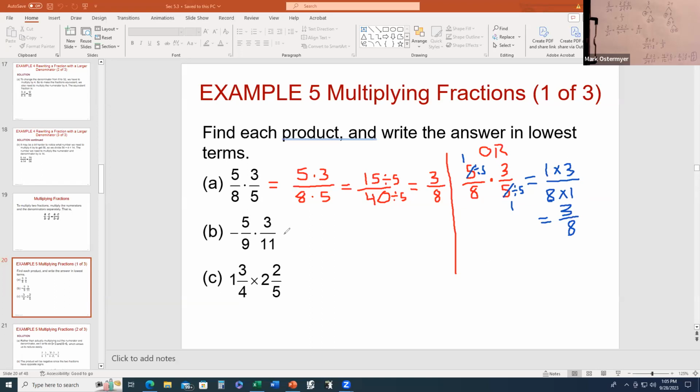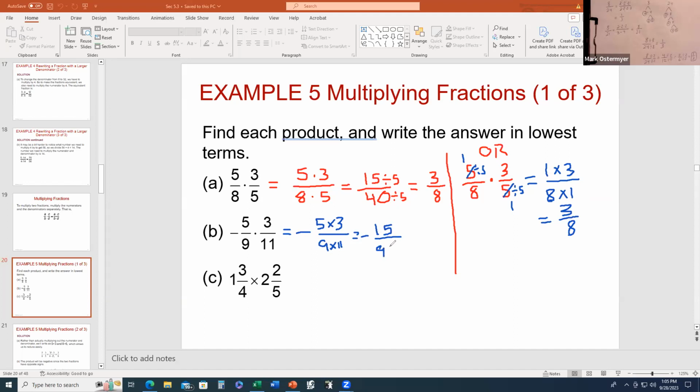All right, -5/9 times 3/11. Ladies and gentlemen, what's a negative times a positive? A negative. Gonna be a negative. And then you can do it this way if you want. 5 times 3. Place that over the product of the denominators. 9 times 11. In which case this is going to be now -15 over what, 99?